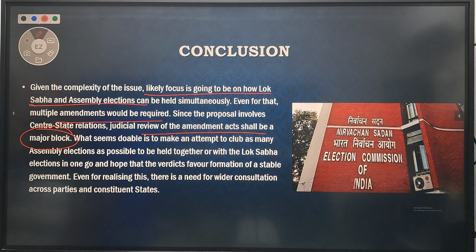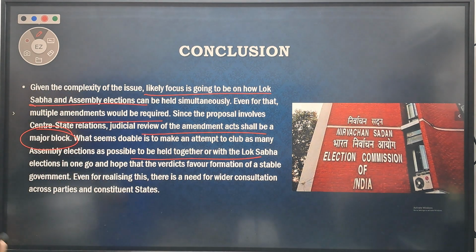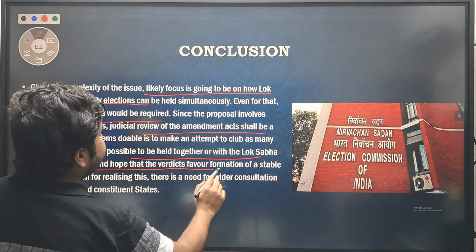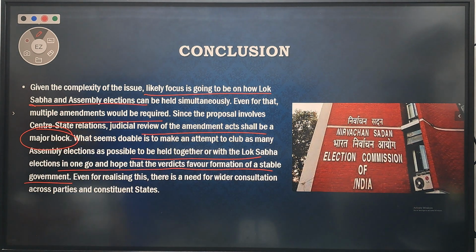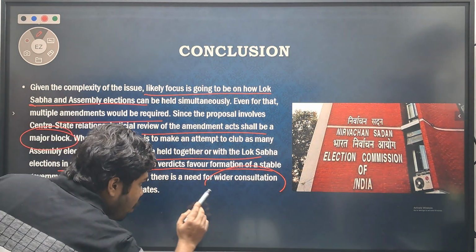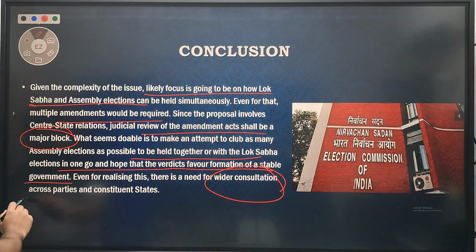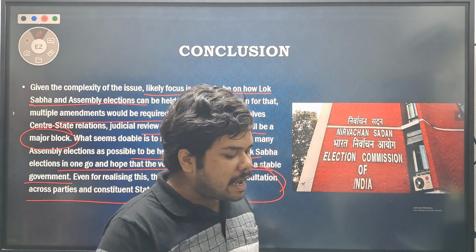What seems doable is to make an attempt to club as many assembly elections as possible to be held together with the Lok Sabha elections in one go, and hope that the verdicts favor formation of a state government. Even for realizing this, there is a need for wider consultation across the parties and constituent states across this democratic country.